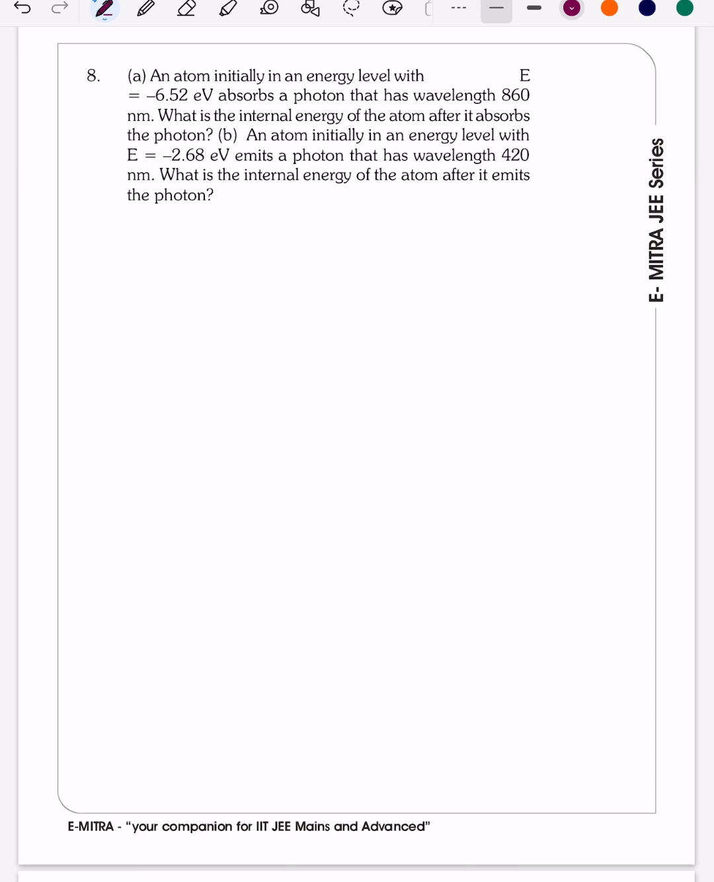Question number 8 says an atom initially in an energy level with E equal to minus 6.52 electron volt absorbs a photon that has wavelength 860 nanometer. What is the internal energy of the atom after it absorbs the photon? Okay, so here the energy of the atom has been given to us as minus 6.52 electron volt. The question is talking in terms of electron volt, so we take all the data in terms of electron volts.